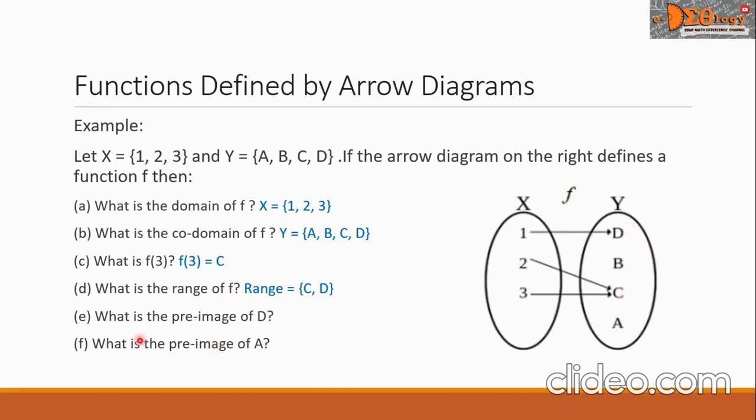Question E. What is the pre-image of d? The d is here. The pre-image is 1. Question F. What is the pre-image of a? The a is here. So a has no pre-image.